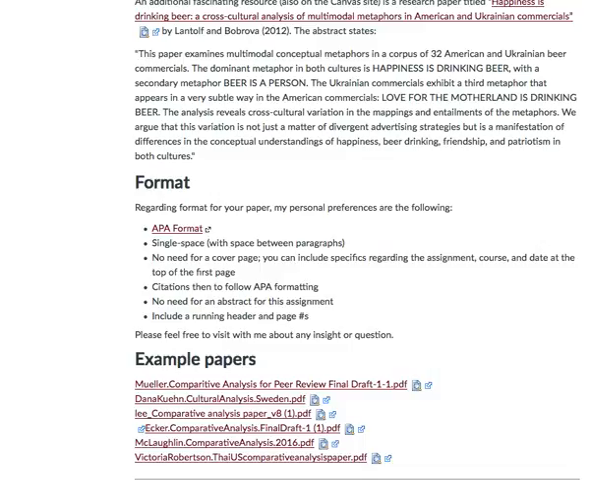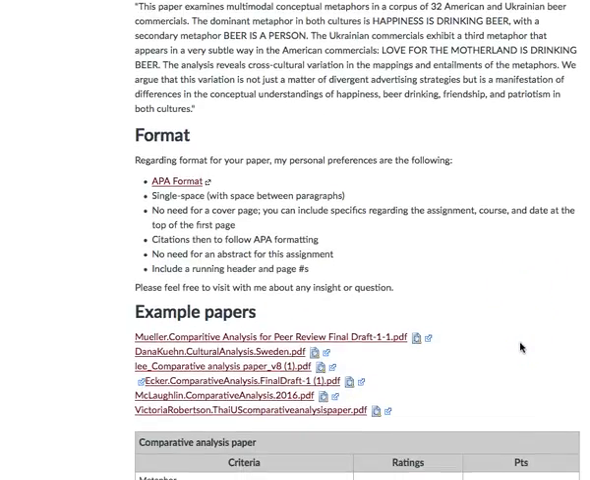There's no need for a cover page, but please do include specifics about assignment, course, and date at the top of the page. Please title your file appropriately. Don't just call it Comparative Analysis Paper, because everyone could use that title. I encourage you to include your last name for sure in the title of the file. There's no need for an abstract. Please have a running header and page numbers. Again, these are some example papers.